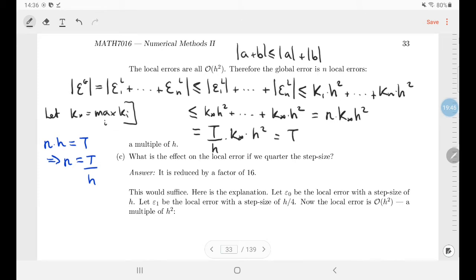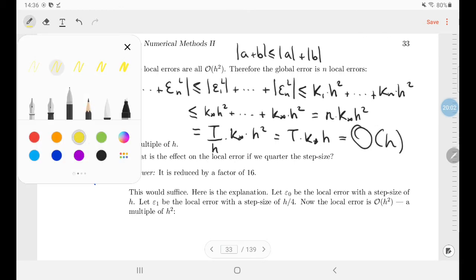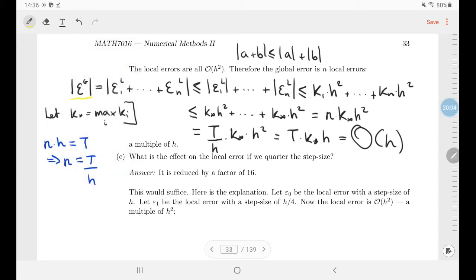So you have t, which is some fixed constant, the width of the interval you're looking at, k star, which is some constant, times h squared divided by h is h. And that is equal to order h. So we've got altogether then the global error. Now we've used three inequalities, but ultimately the global error is less than a multiple of h. This would be the constant there. And therefore the global error is order h.